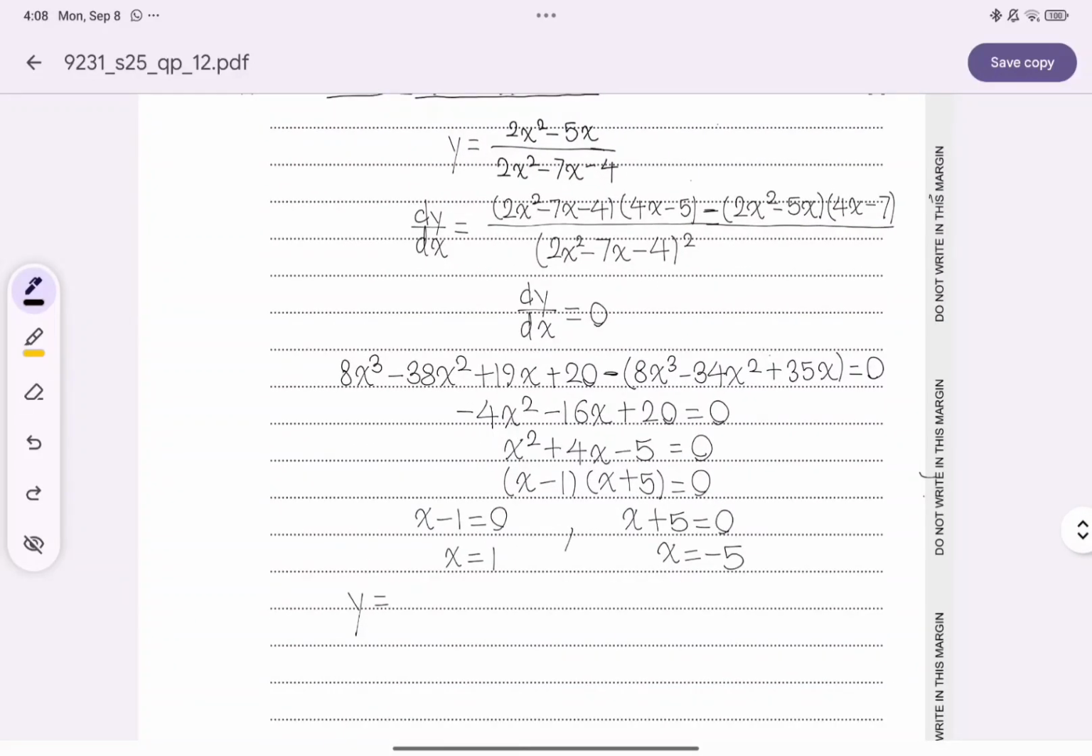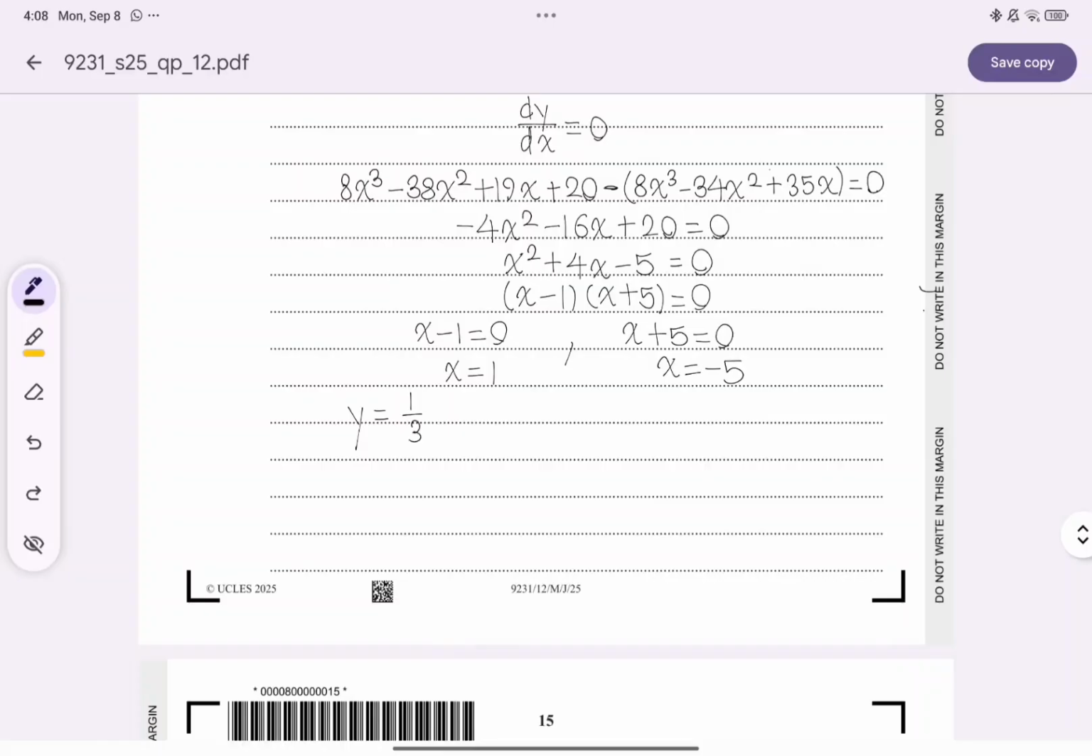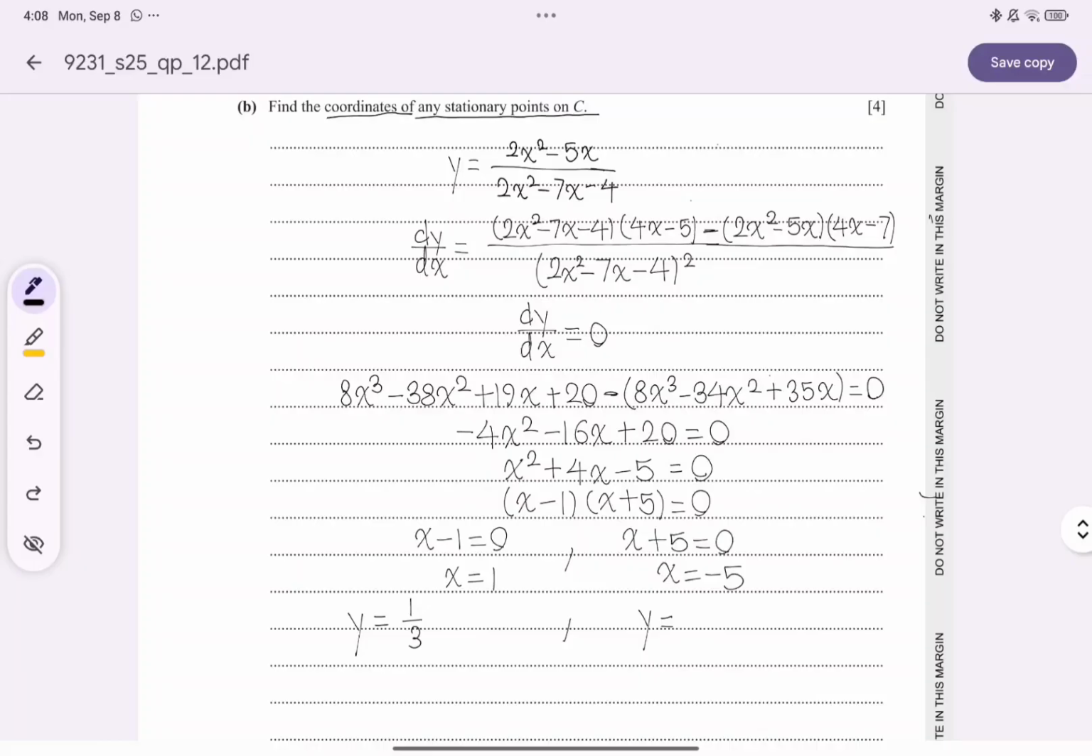So y, just type it into your calculator. 2 times 1 squared minus 5 times 1 over 2 times 1 squared minus 7 times 1 minus 4. You'll get y equals to 1/3. And then for x equals to negative 5, you get 2 times negative 5 squared minus 5 times negative 5 over 2 times negative 5 squared minus 7 times minus 5 minus 4.